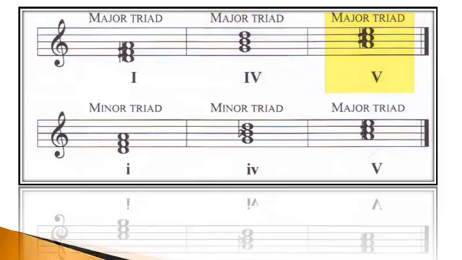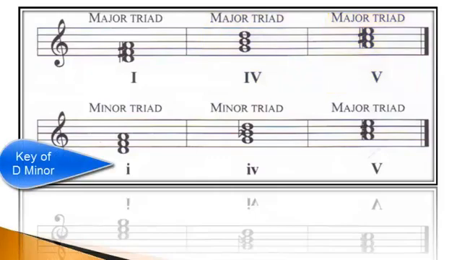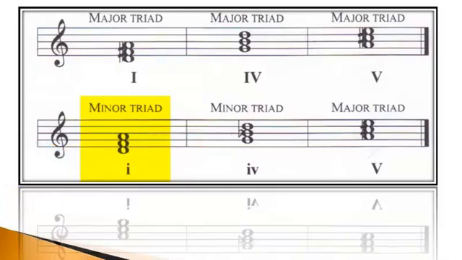D minor, however, is related to F major, so it has a B flat, right? So D minor triad is the tonic triad. G minor is the subdominant triad. However, A major is the dominant triad because we must raise the seventh note.